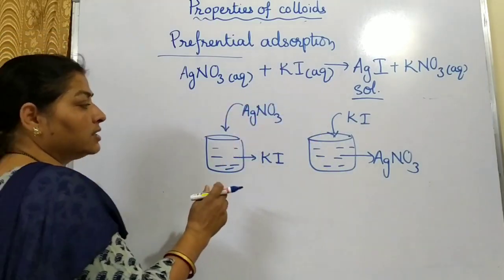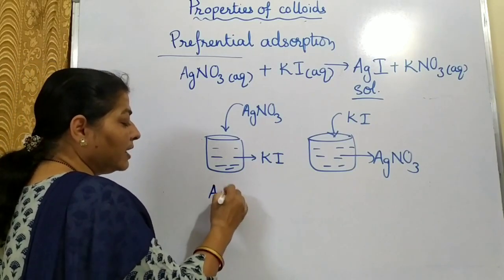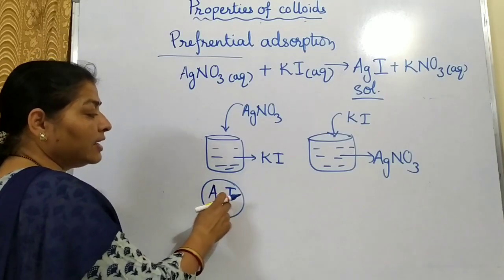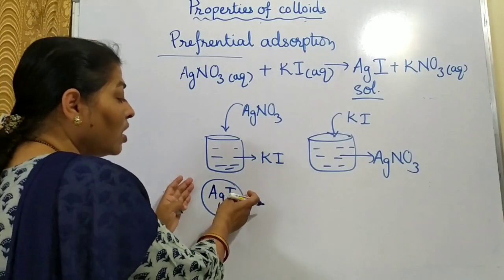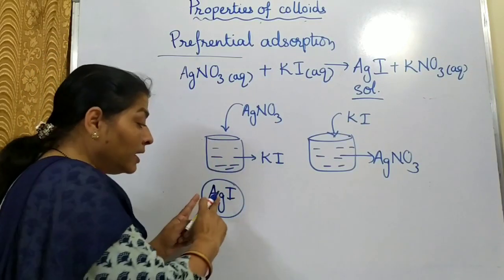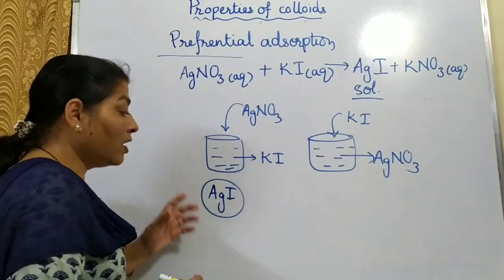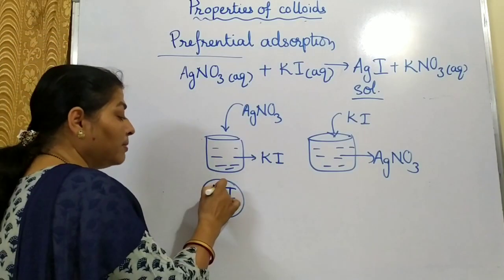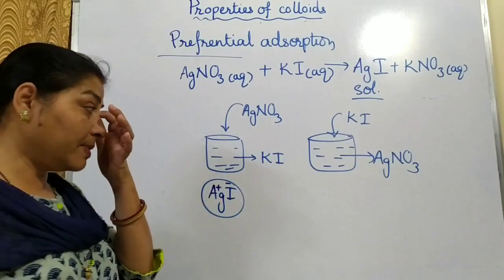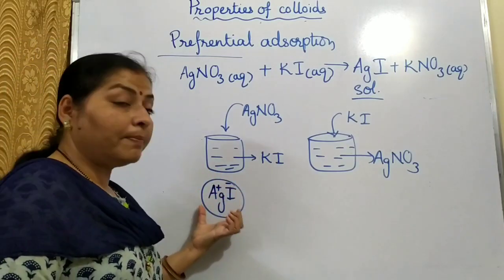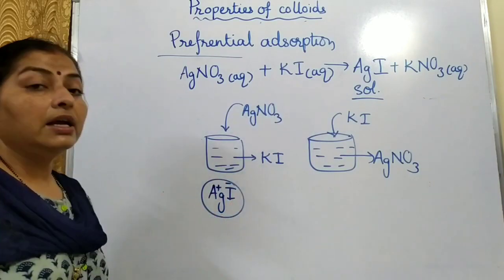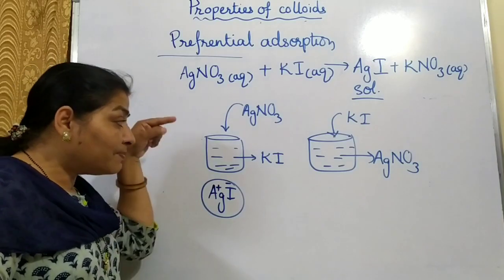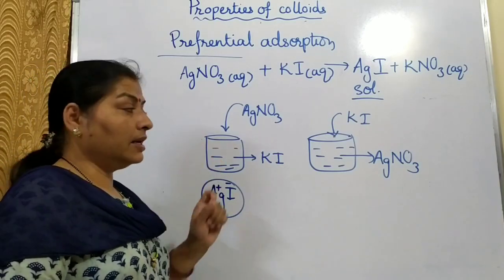Now in the first case, what will happen? AgI particles will get formed. Suppose this is a particle of AgI. As soon as AgI gets formed, it will adsorb one of the common ions present in the container. Common ion means either it will adsorb Ag plus or it will adsorb I minus. Ag has +1 charge, I has -1 charge. So this colloidal or sol particle of AgI will adsorb one of the ions which is common, which is present in excess quantity in the container.